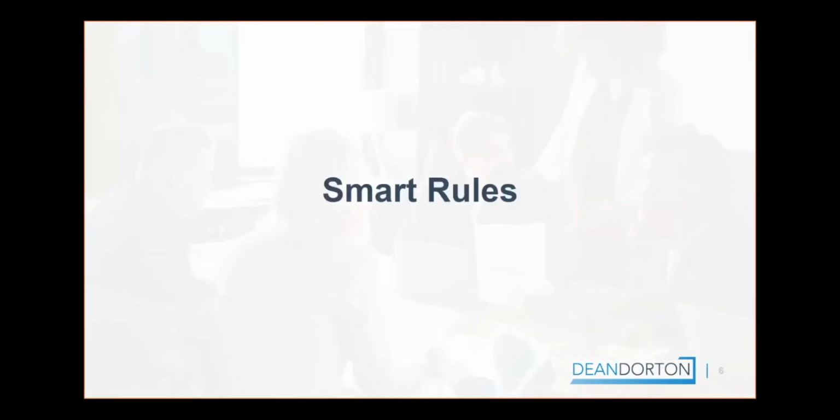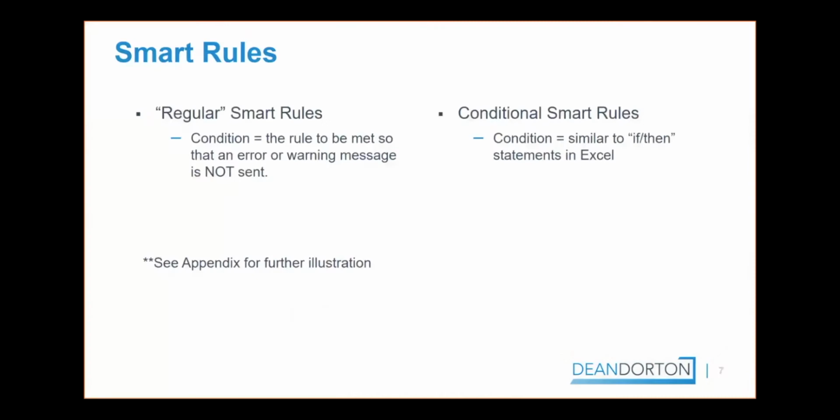So let's talk about the different kinds of smart rules that you can run across. There's 2 different kinds that you can run across and use. There's what I call the regular smart rule, which means the condition is the rule that needs to be met so that an error or warning message is not sent.